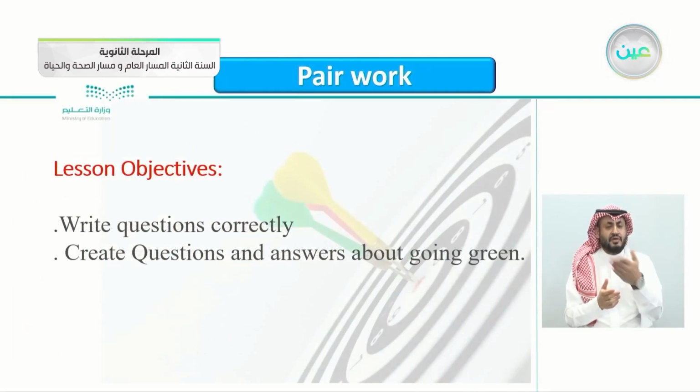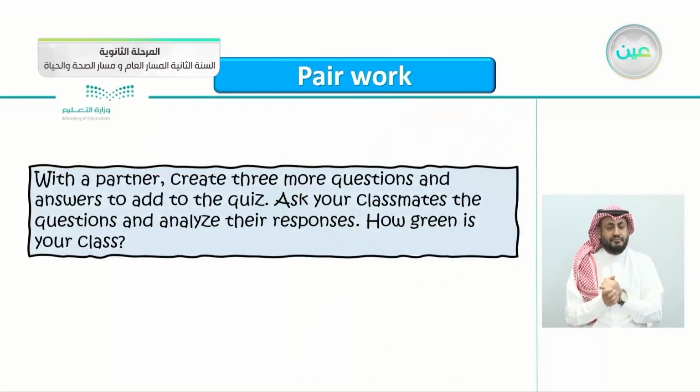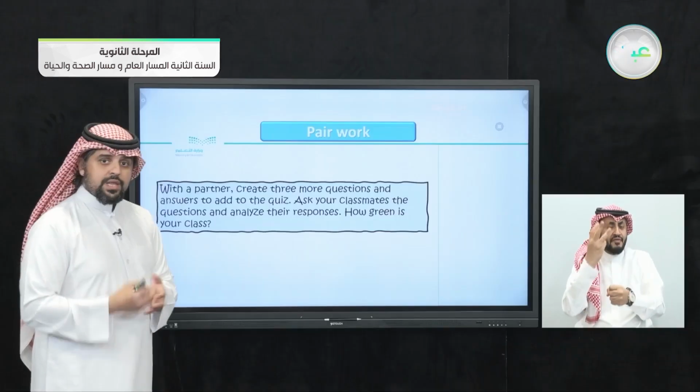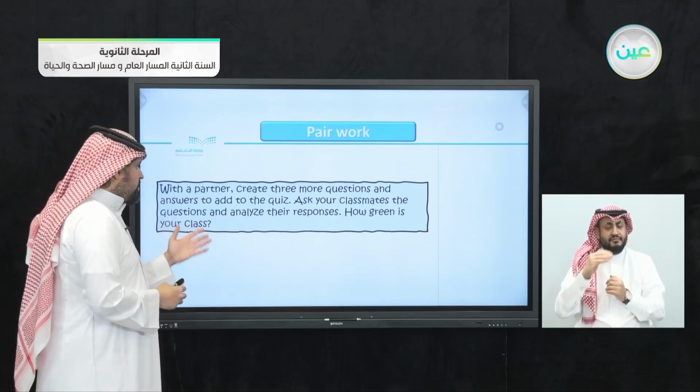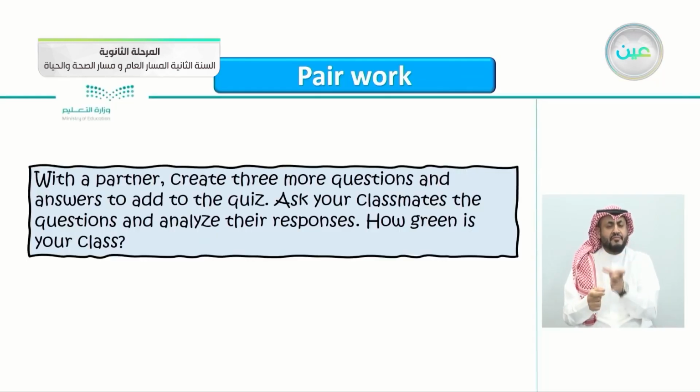Today's pair work objectives: to write questions correctly, and to create questions and answers about going green. With a partner, create 3 more questions, just like the previous ones in the questionnaire. Create 3 more questions and answers to add to the quiz. Ask your classmates the questions and analyze their responses. How green is your class?